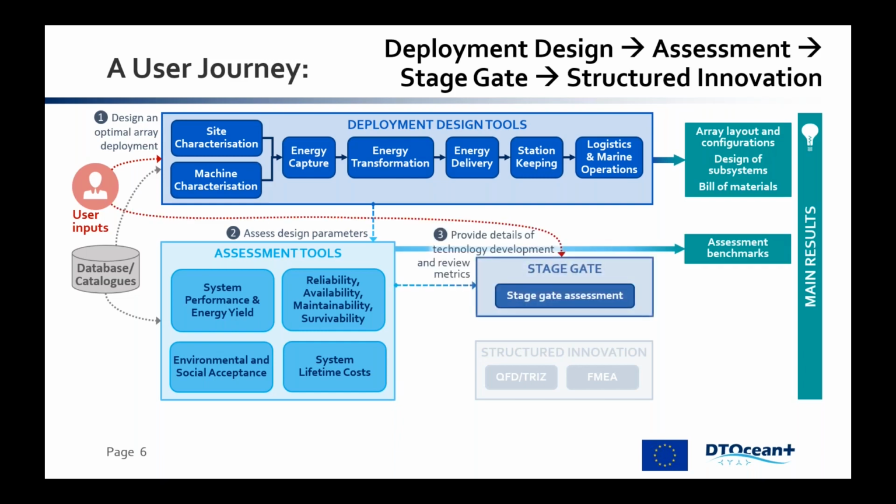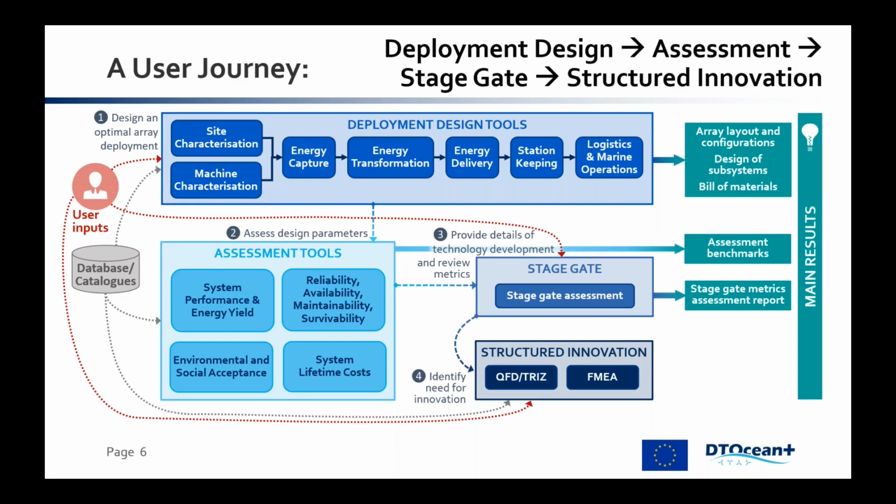By providing details of their technology and its development pathway, and also using the assessment metrics calculated by the assessment tools, the user can benchmark their technology within the stage gate tool, which results in a stage gate metrics assessment report. This might identify a need for innovation, and so they can use the structured innovation tools to guide the innovation process and identify these areas to further improve their design. And finally, they can update their design with this innovation and design a new array layout. So you can see it's a continuous process.